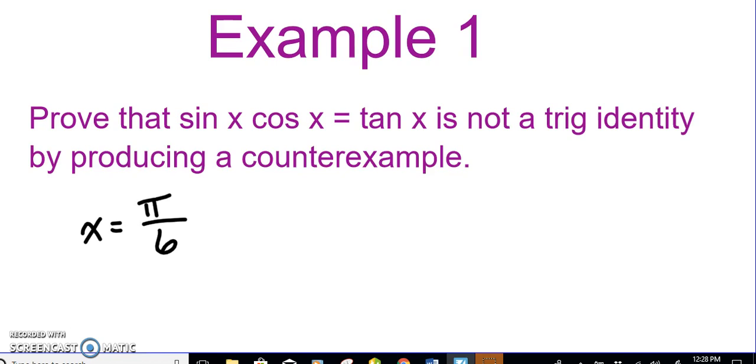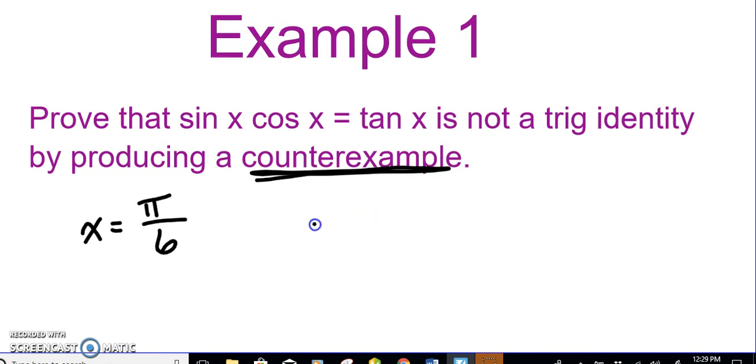Now here, again, it says find a counterexample, pretty much where this does not work, where this is not equal to each other. So we're pulling a value for x, and we're saying, okay, let's just try pi over 6. That's a value for x we can substitute in, and we can see if it makes both sides equal each other. If it does, it's not a counterexample. If it doesn't work, that means that if the left side of the equation does not equal the right side of the equation, then it is a counterexample, which makes it not an identity.